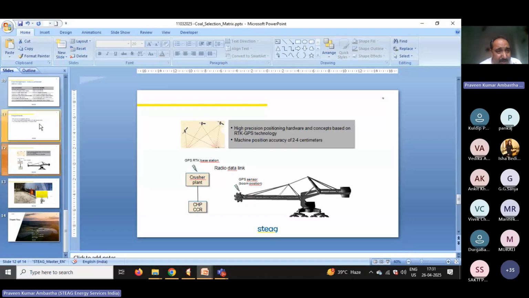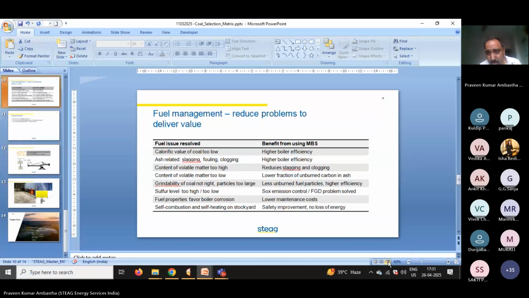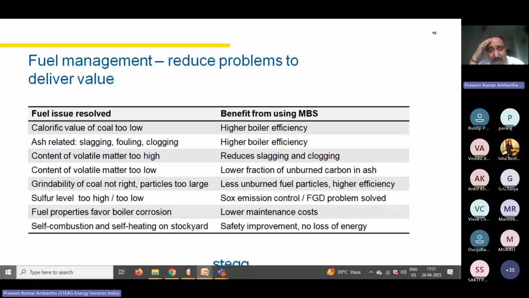And the main advantage of this one is this coal selection matrix, where we are using this AI/ML technology. You must have a high boiler efficiency, and then reduced slagging and clogging, less unburned carbon, SOx emission control, FGD problem, low maintenance cost and all.